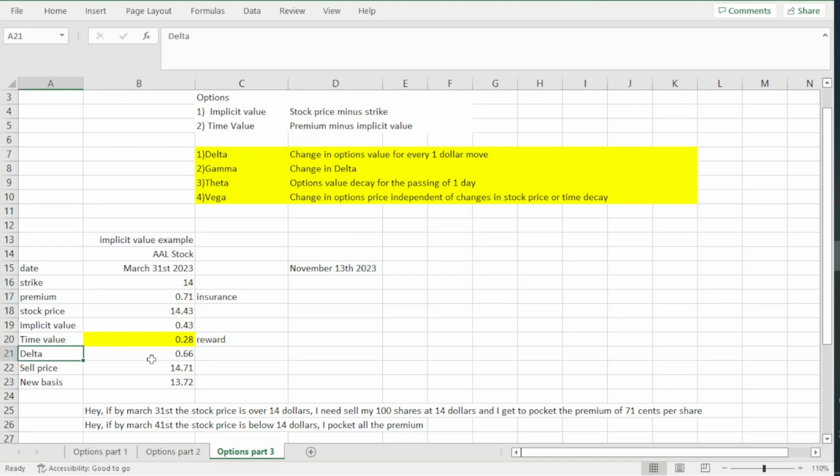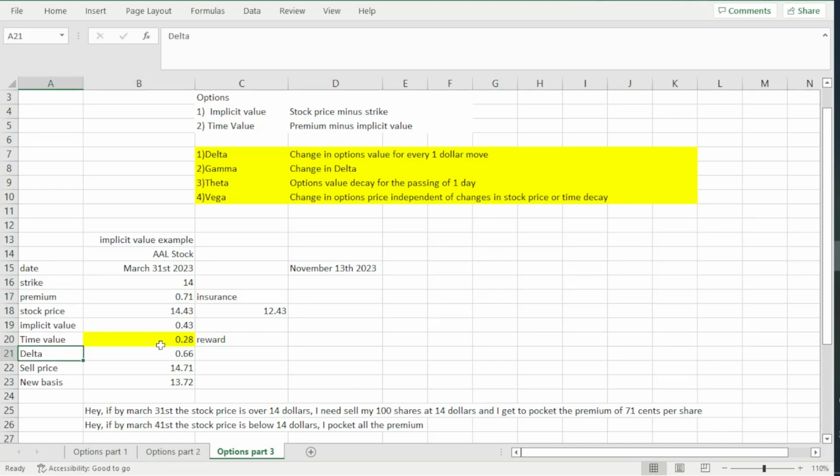So let's say our delta is 66 cents. Let's say the stock price goes down to $13.43. Well, then you get 66 cents per share of protection. But what happens if the stock price goes down $2? Let's say it goes down to $12.43. Delta should have covered you for $1.32 per share, but our insurance premium only gave us 71 cents max. So right there, we lost out.